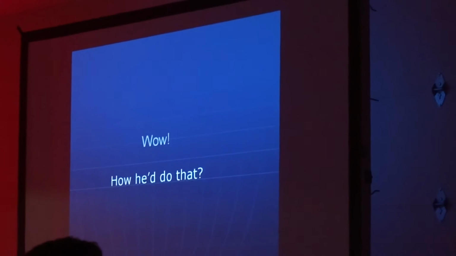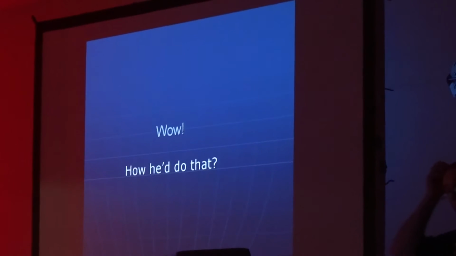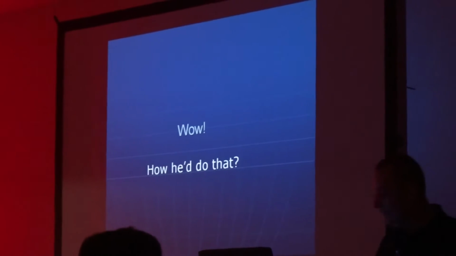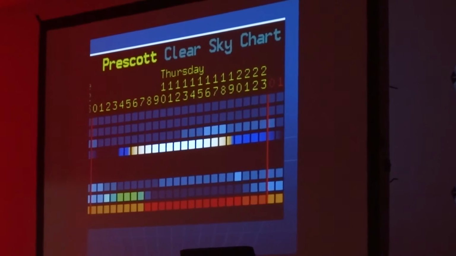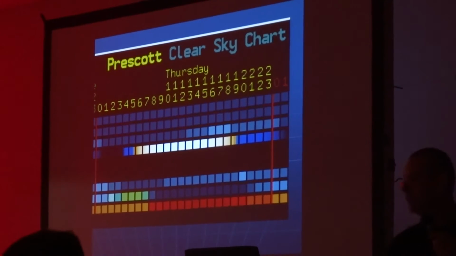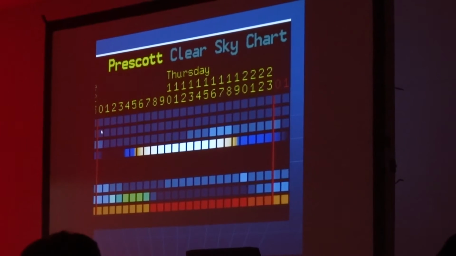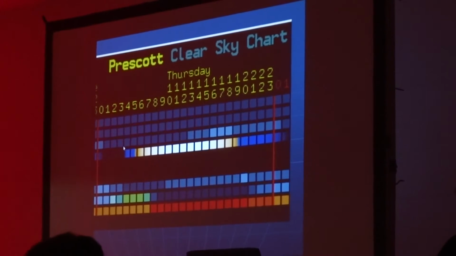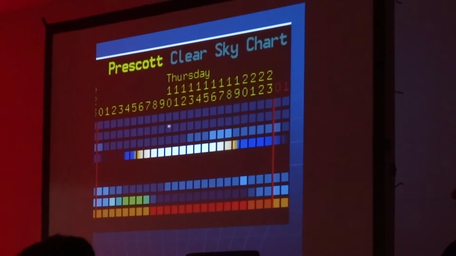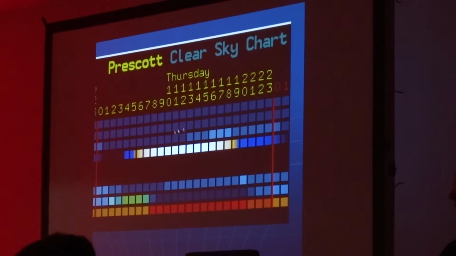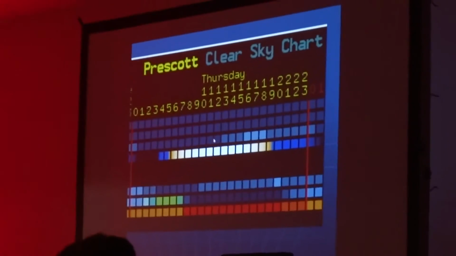Well, when you see a real nice picture, as John had mentioned before, everybody wants to know, how do you do that? And we're going to cover some of that today. John went over the CSC, the clear sky chart, and this is for Prescott. And John, you gotta love that. The first line here is your cloud cover. Okay, perfect. Next line is your transparency. Perfect. Next line is your seeing conditions. That's 5.0 up until 12 noon.